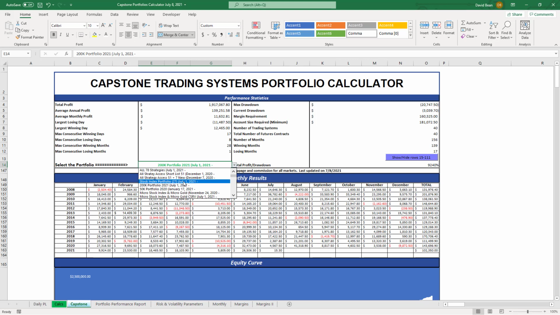You see the new start dates. The old ones have been placed under the old portfolios. The 200K portfolio and the conservative micro stock index and micro gold portfolio. So you should be trading AT 2021 instead of AT 2020. If you haven't, the trades since I made this change have not changed. You still have the files. You can switch over to AT 2021 now.